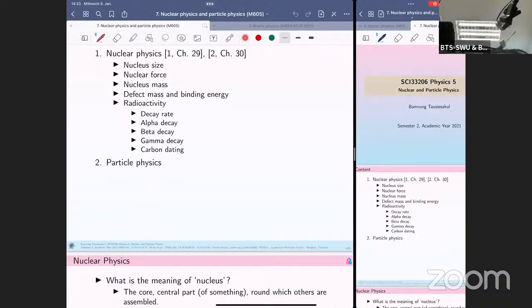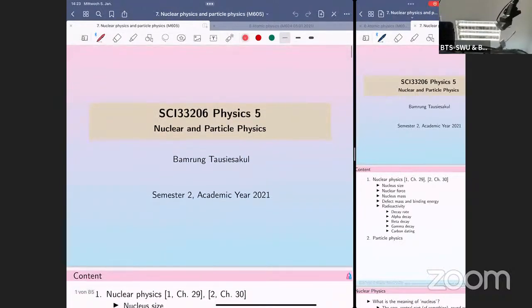So 14:20 is the right time for M605 in SCI33206. So we will talk about chapter number 7, and that's about nuclear physics and particle physics.